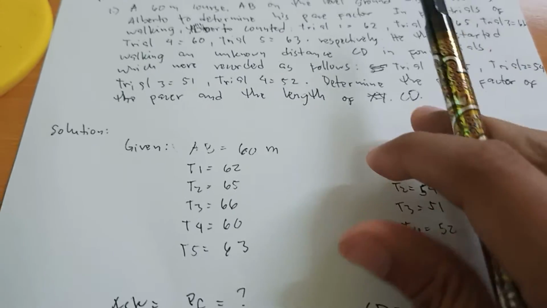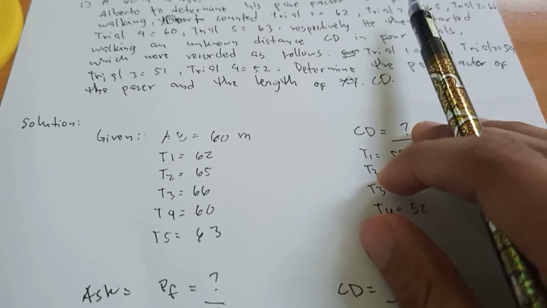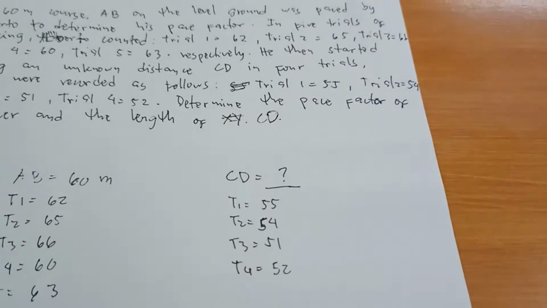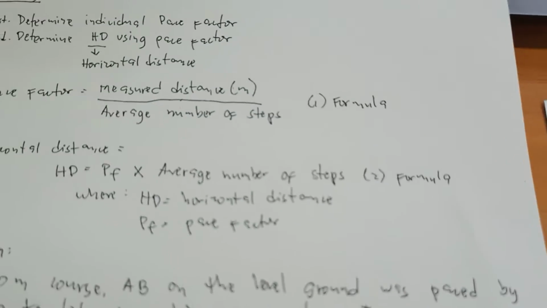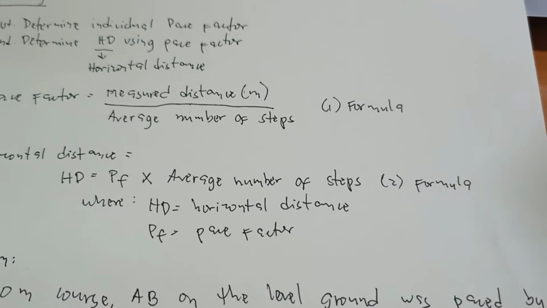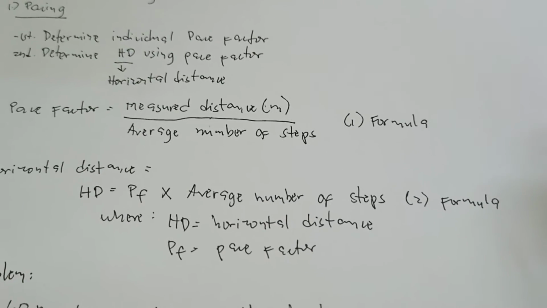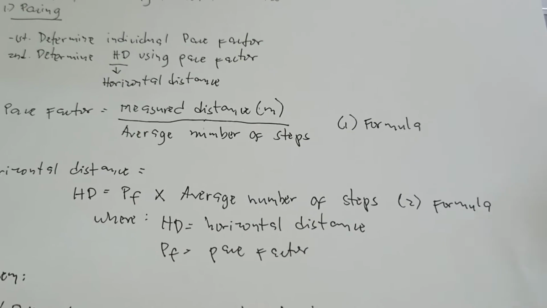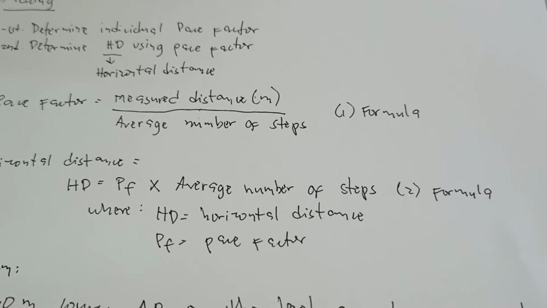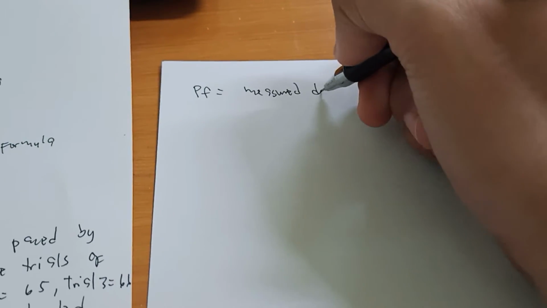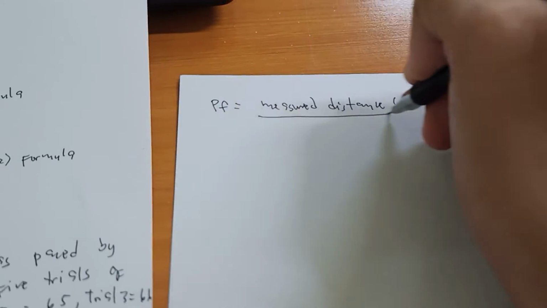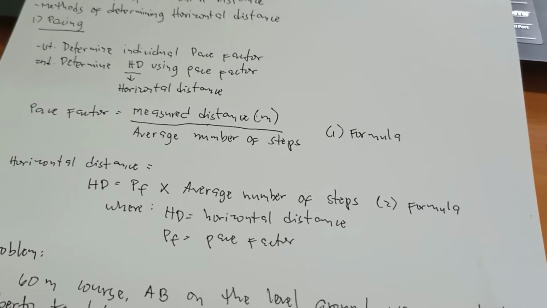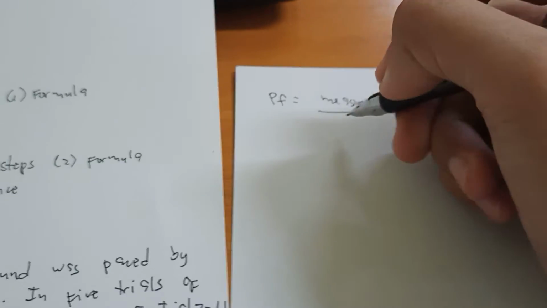Okay? Let's move on to our solution. First is we need to get our pace factor. So back to the formula for pace factor. That is PF is equals to measured distance in meters over average number of steps.